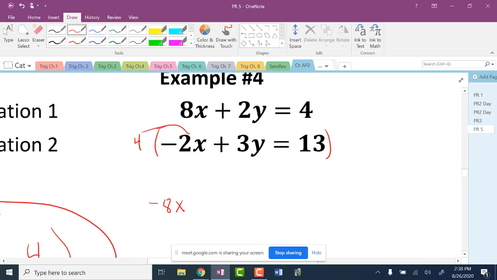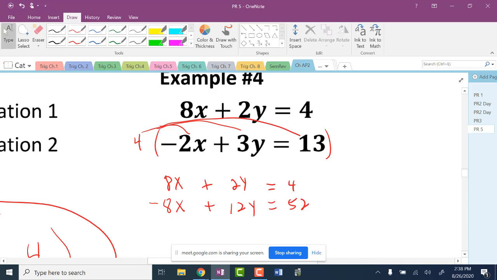And whatever I do to one side, I do to the other. I lazily show that the 13 has to be hit as well. This is 12y, and then this is 40, 52. Then there's the top equation, 8x. I'll leave it on top.